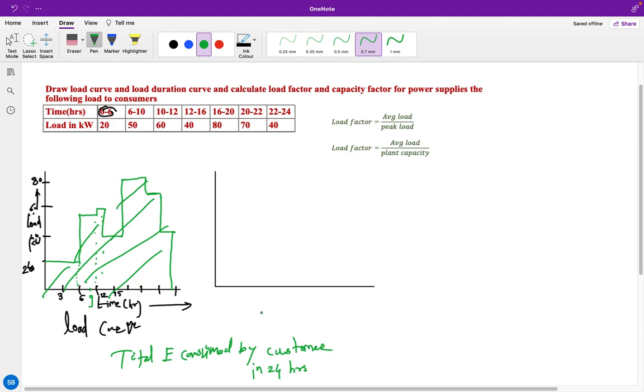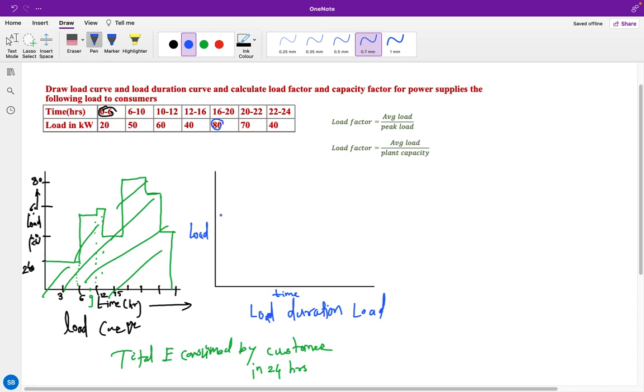Similarly there will be a load duration curve, which we are also going to draw, and which is very similar to the load curve. As we know, the difference is that we have to arrange the load in descending order on the load duration curve. Other things are very similar. Again we take the time on the x-axis and the load on the y-axis. First of all we draw the load in descending order, so the highest will be 80.